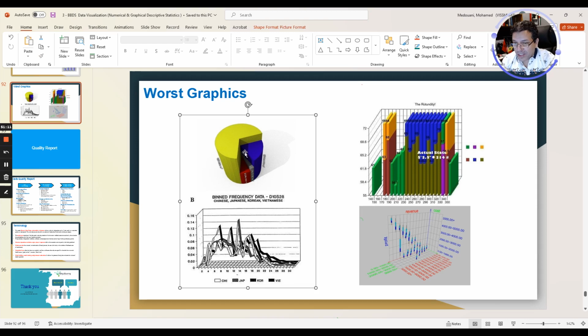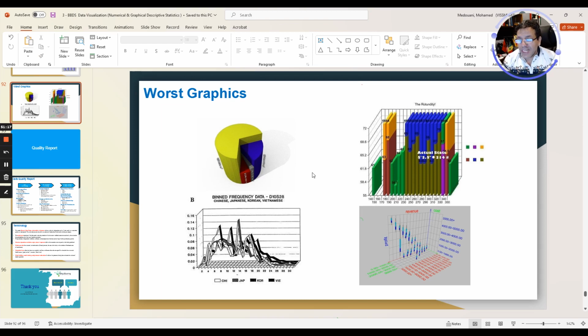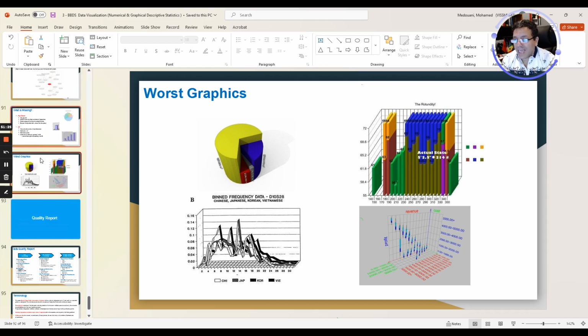If you were working with me and showed me this, I would ask you what is this? Yes, it's an extremely beautiful piece of art, but that's it. It does not tell any story. So stay away from building complicated graphs that do not convey a message.